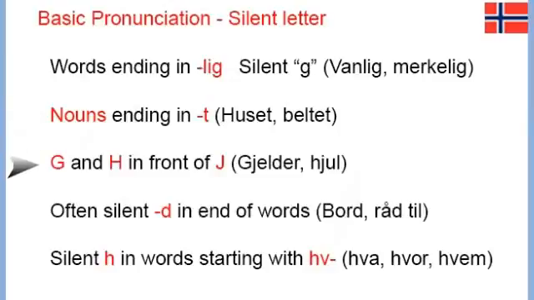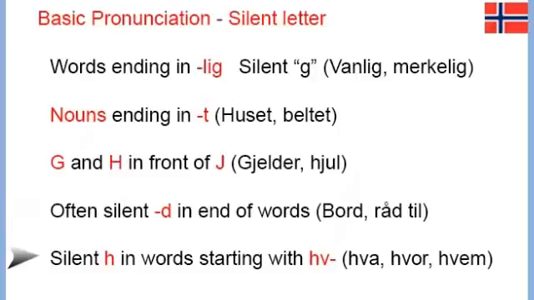We have some silent letters, where it is G and H in front of J: gjallar or jul. This is generally not causing a problem, but you might be aware of them. The silent D at the end of words tends to cause a bit more problem, because it's not a strict rule, but it is more common than not. So just be aware of the silent D's at the end of words.